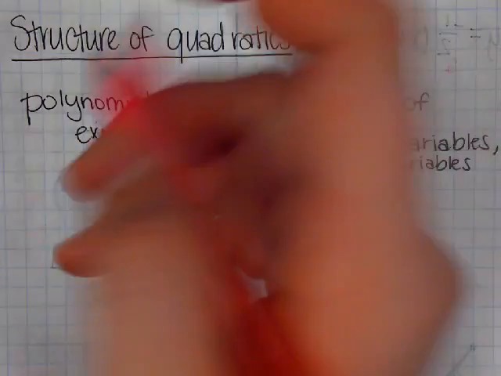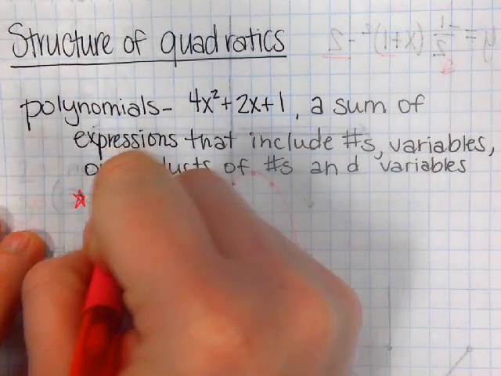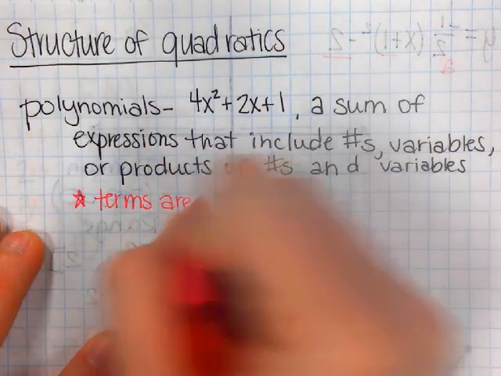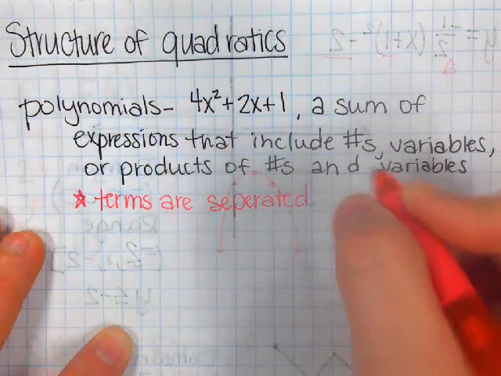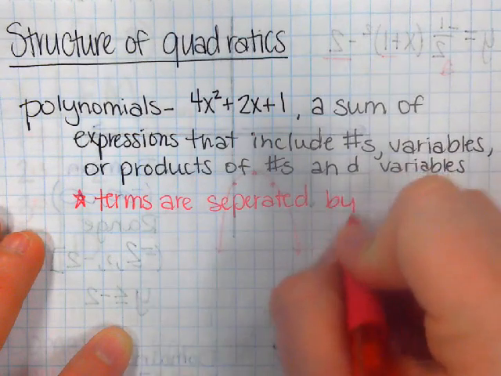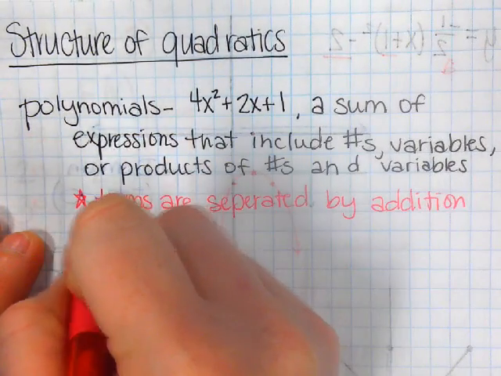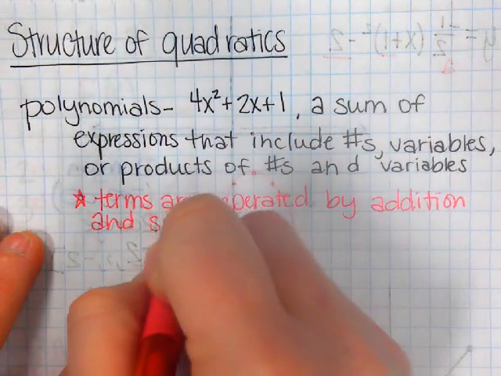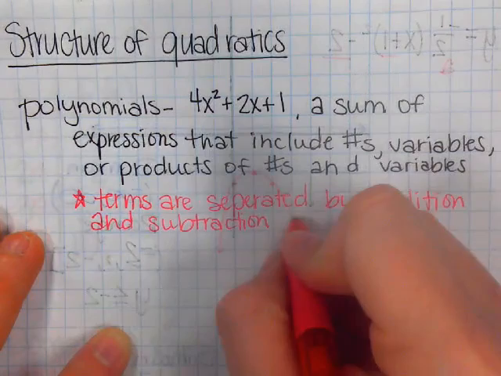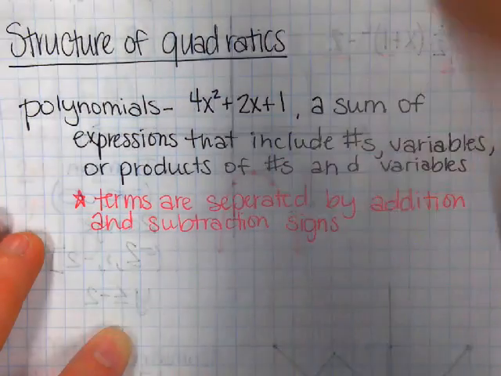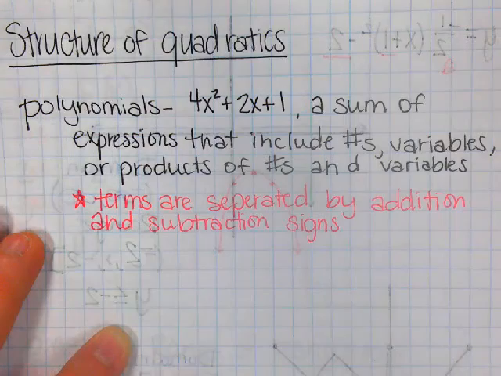We name them based on the number of terms they have. So terms are separated by addition and subtraction signs. I'm going to fix my zoom because it's a little off.